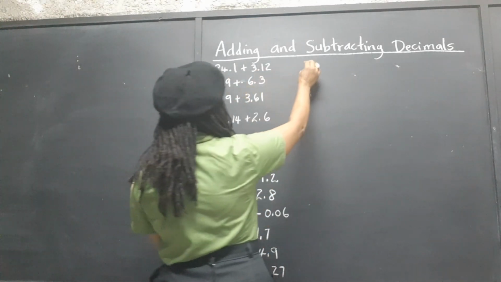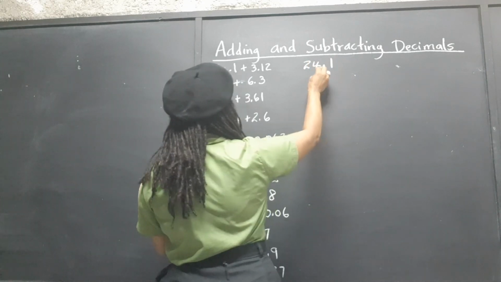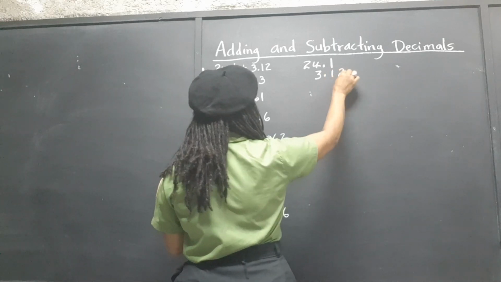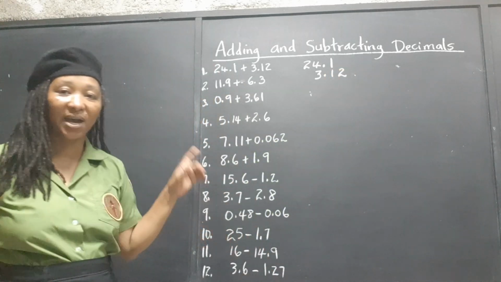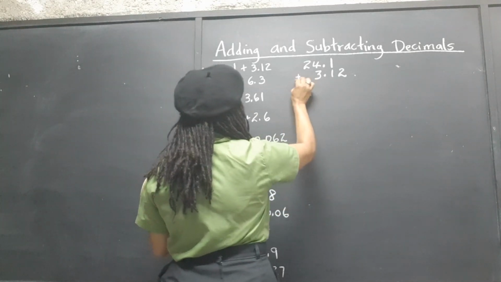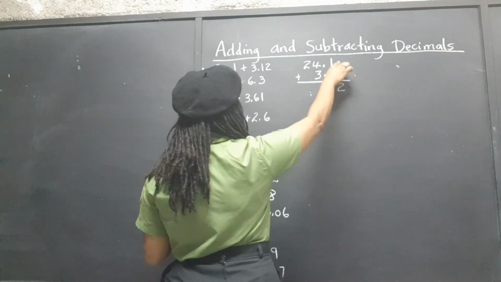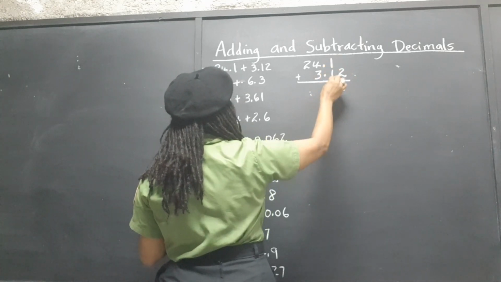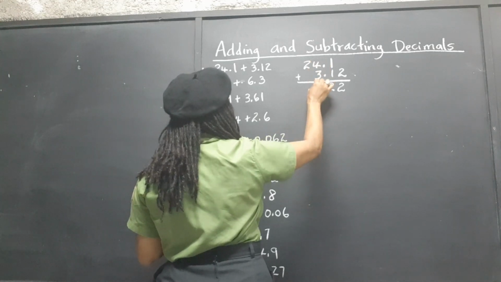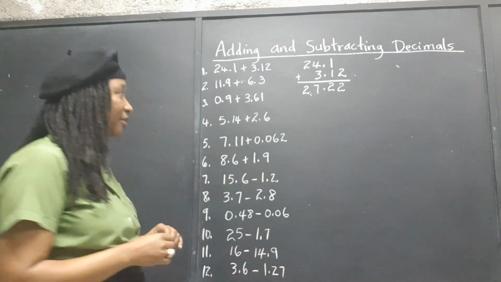So it's 24.1, 3.12. We have to make sure that we have it lined up. Okay, so now we go ahead and add. Bring down the 2 because there's nothing here to add. 1 plus 1, 2. 4 plus 3, 7, and we bring down the 2. So that's 27.22.